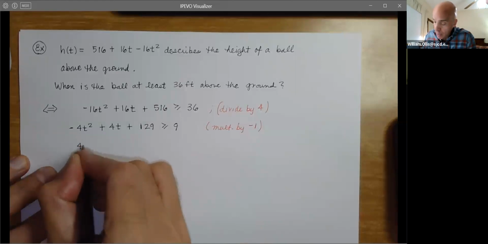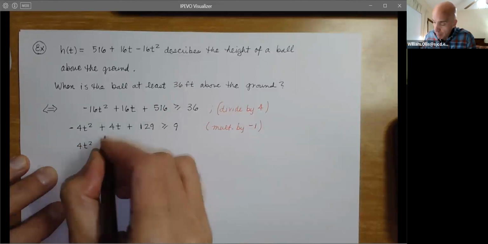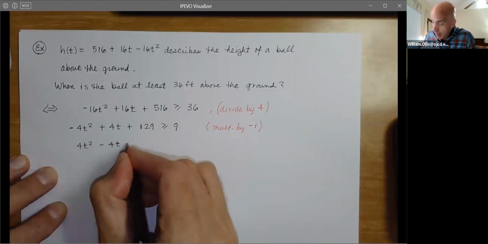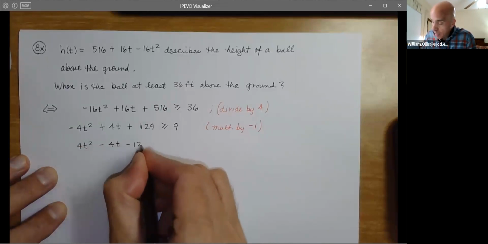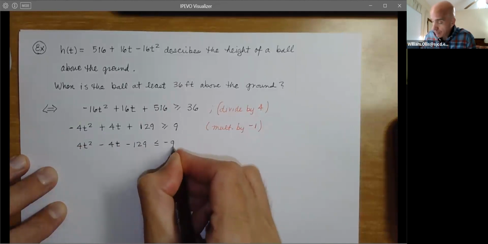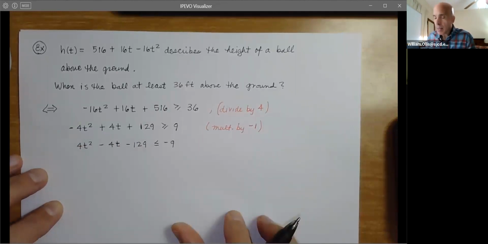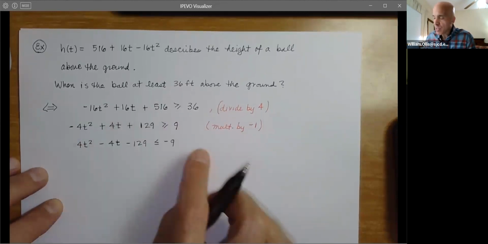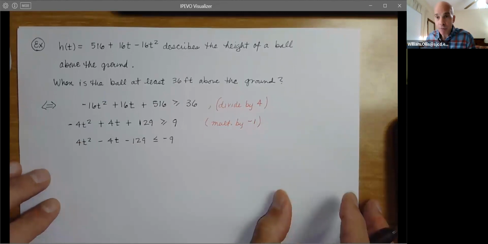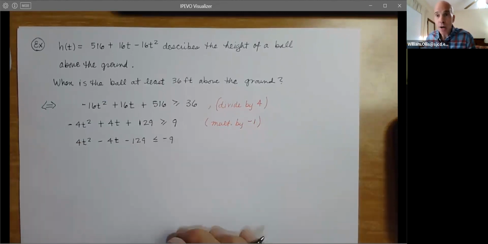So 4t squared minus 4t minus 129 is less than or equal to -9. Now again, you don't have to break all of this down into this many steps, but I would suggest it for now until you build your confidence.